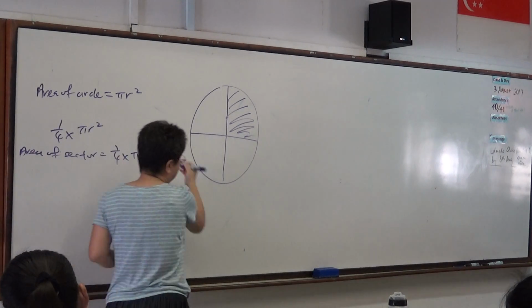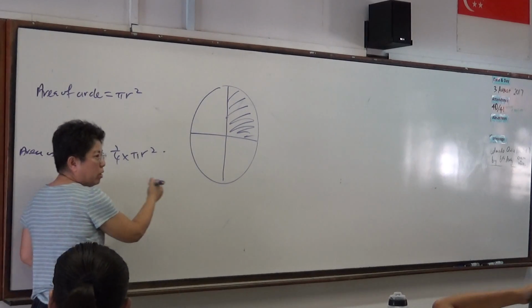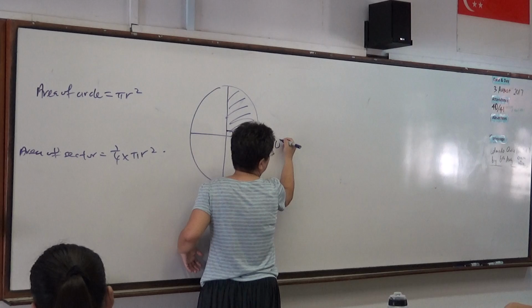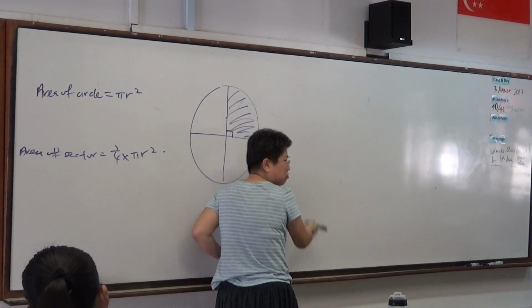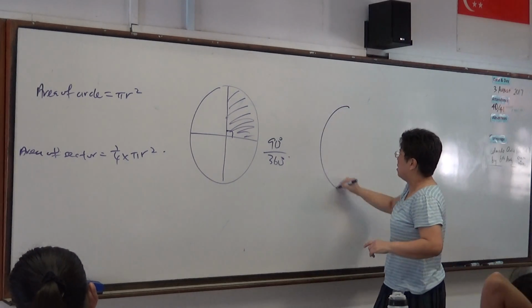1/4 pi r square. Okay? Now, how actually did I get the 1/4? It's also from here. This is 90 over 360. Alright? Okay, now then I need to ask the same logic.